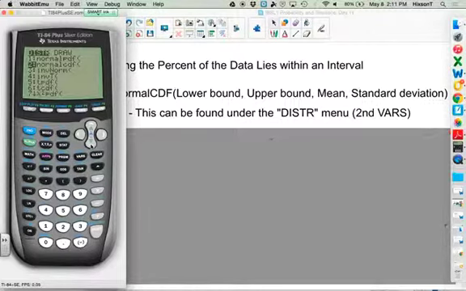So we're going to choose number 2 here. And then, some of your calculators will ask you for a lower bound, upper bound, mean, and standard deviation. If they do that, great. If not, you're going to have to just remember what order to put things in. You'll see mine here just gives me normal CDF, and then I have to type in a lower bound, upper bound, then a mean, and then a standard deviation.